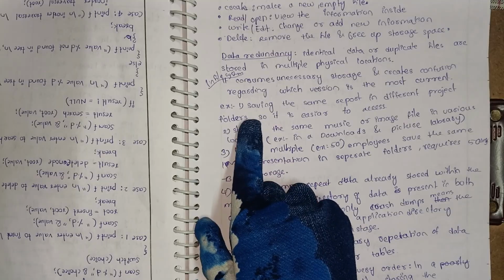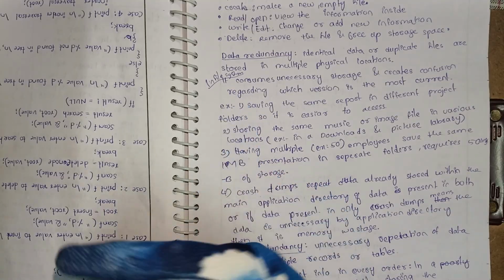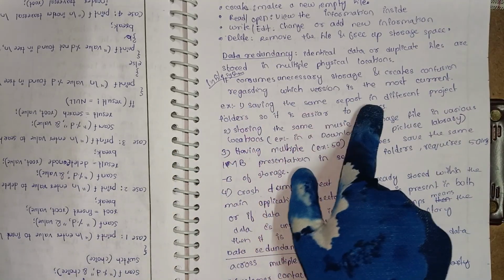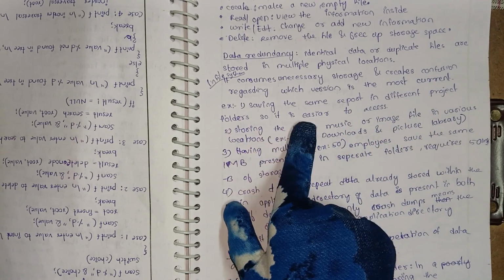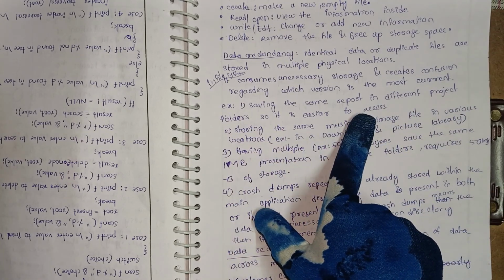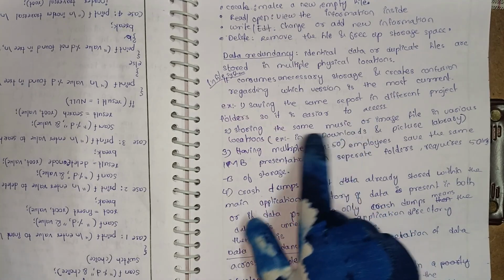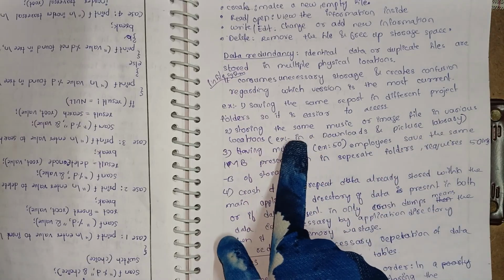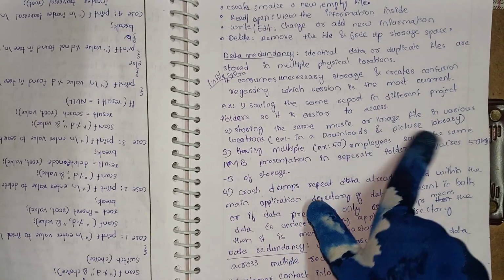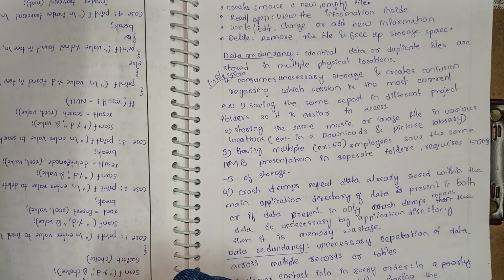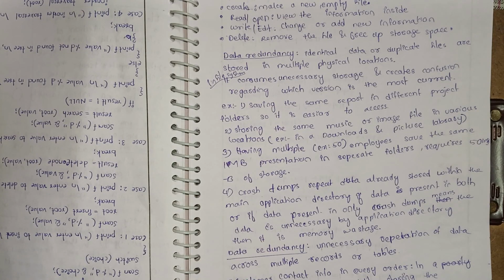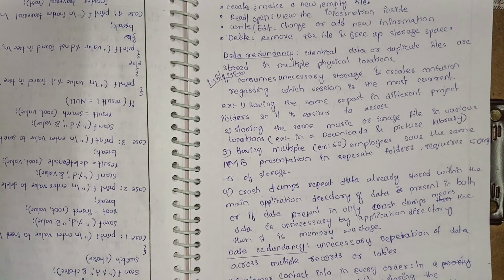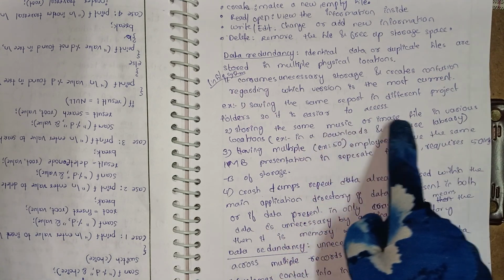The examples of data redundancy in a file system are saving the same report in different project folders so it is easier to access. The next is storing the same music or image file in various locations, like in a downloads folder and a picture library, or in different apps and locations. We are saving the same music and image files.